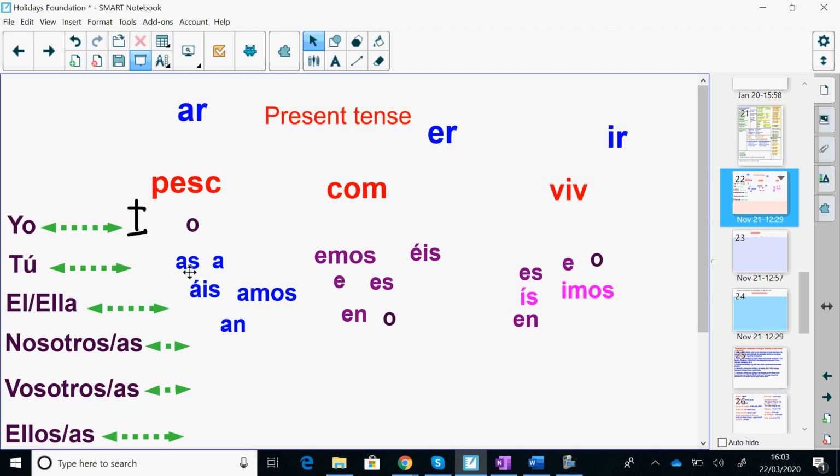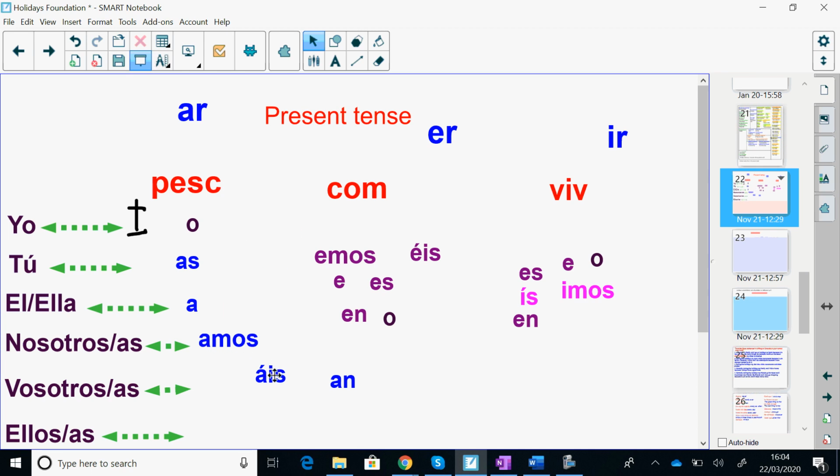To say he or she fishes, we're going to use A. He or she is going to be él or ella. Here you are. Él for he, ella for she. So that's going to be A. For we in Spanish is nosotros, or nosotras if it's women. So we're going to add amos. So it would be pescamos.